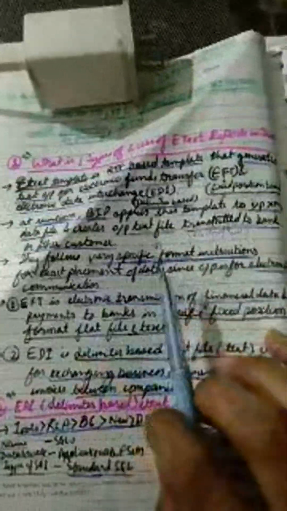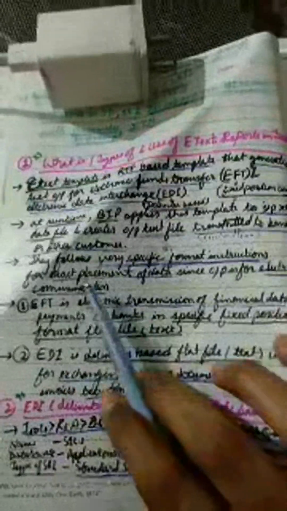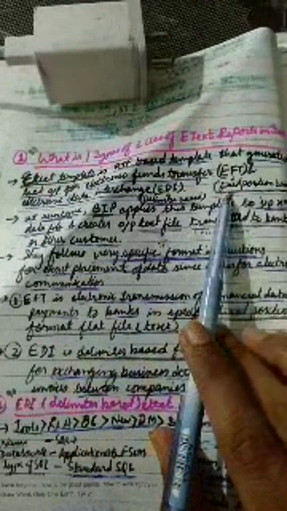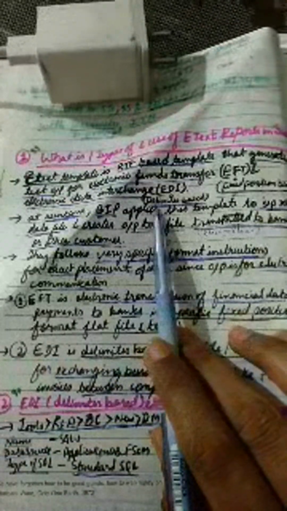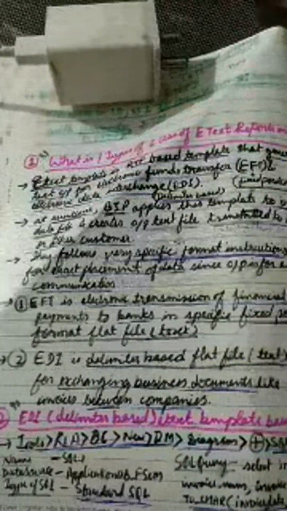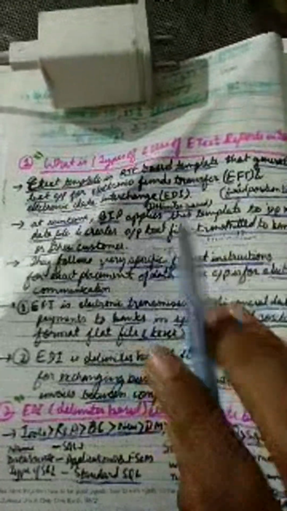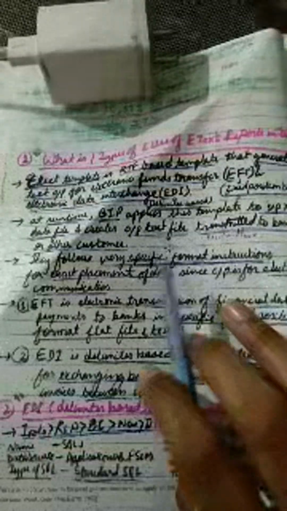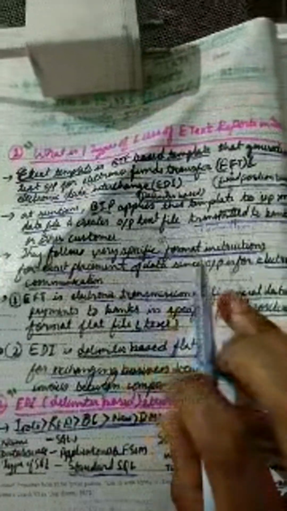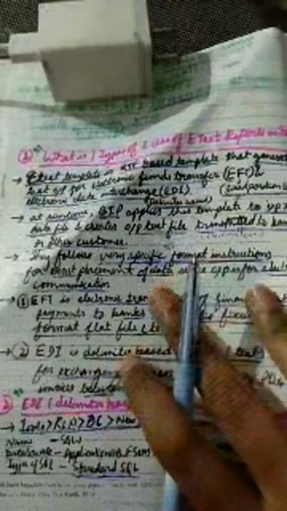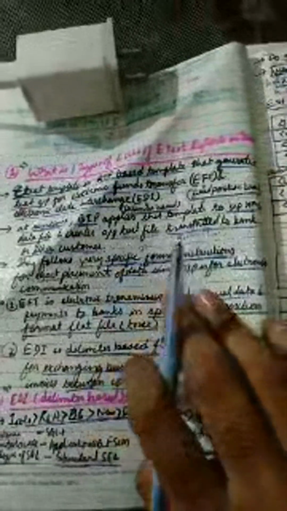Now both of them follow very specific format instructions for the exact placement of data. So be it fixed position based template, or delimiter based, both should have fixed positions. For example, I'll later explain what is an EDI and EFT. One common thing between both is that we have very specific format instructions. We have to follow exactly those for the exact placement of data in the output.